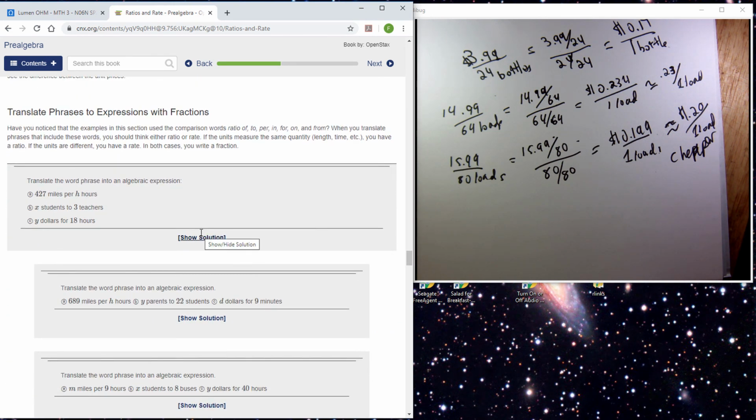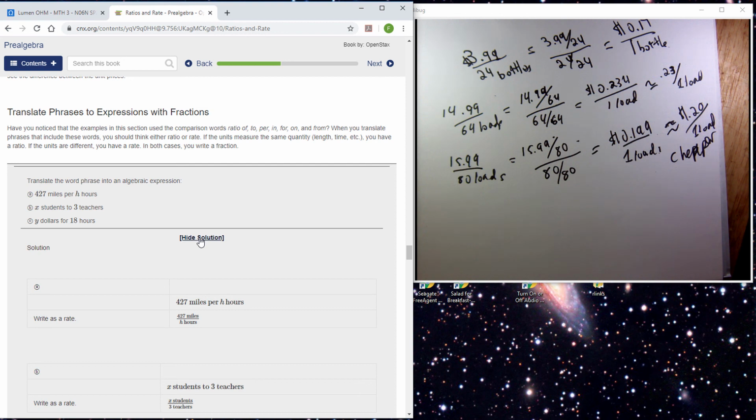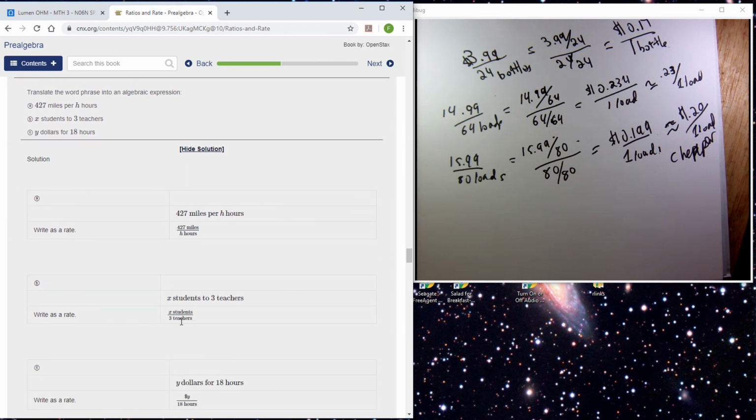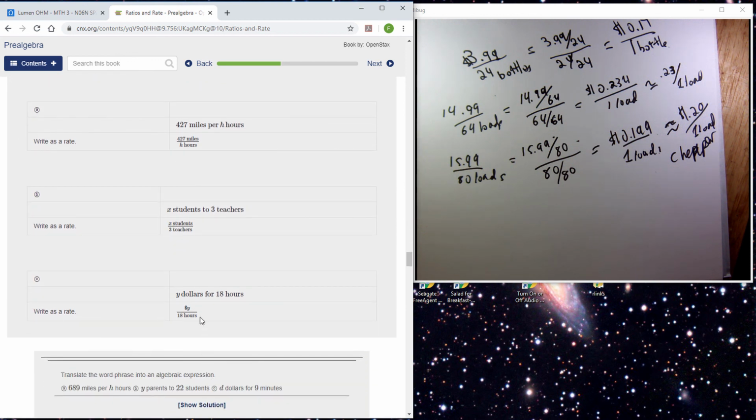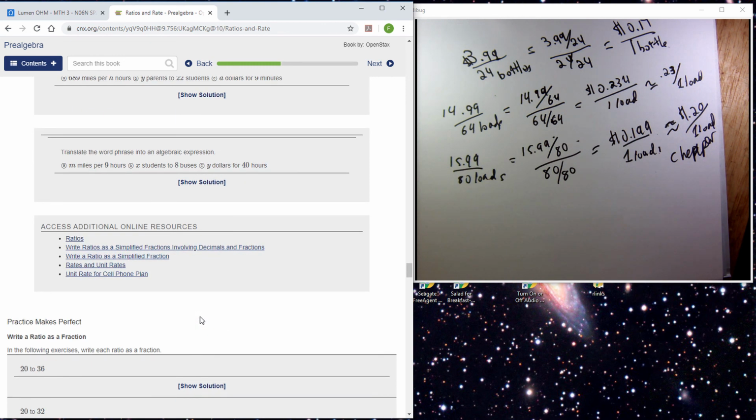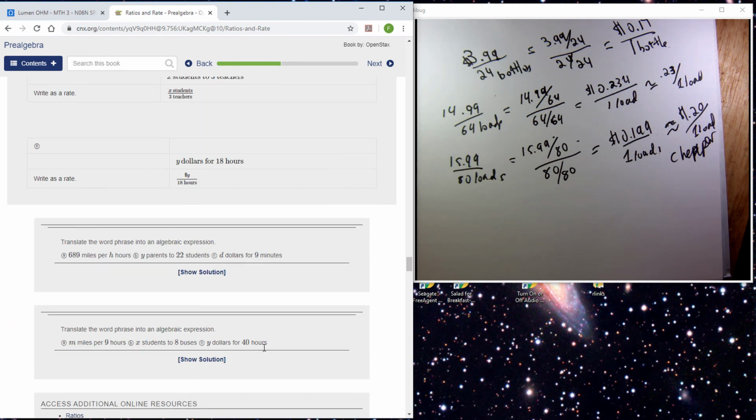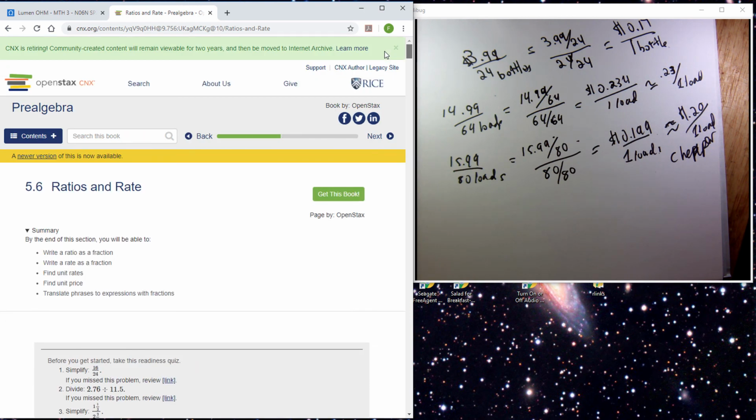Now they want us to translate phrases into expressions with fractions. So here we have 427 miles per hour, some H hours. That's what the expression would look like, 427 over H. X students to 3 teachers, and there's your expression there. Y dollars for 18 hours, and there's your expression there. And that is the end of 5.6, I believe.